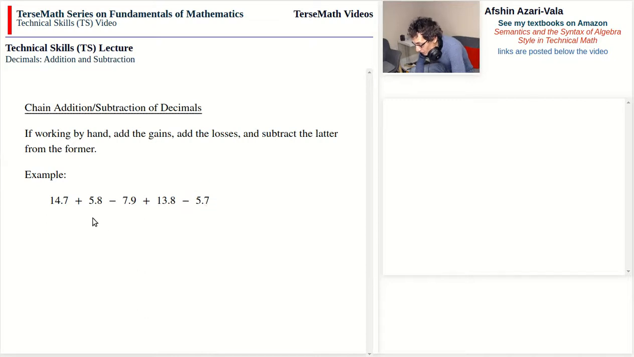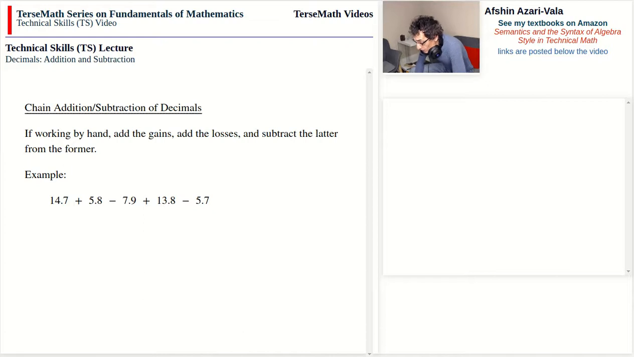And what we can do is we can add all of our gains, beginning with 14.7, which being positive would be a gain, as you can think of it as 0 plus 14.7, and therefore we have a gain of 14.7, gain of 5.8, gain of 13.8. We're going to add those and then subtract the sum total of all the losses. That would be the sum of 7.9 and 5.7.